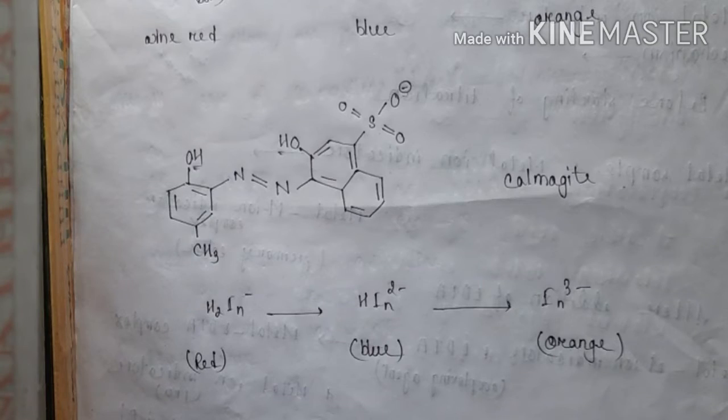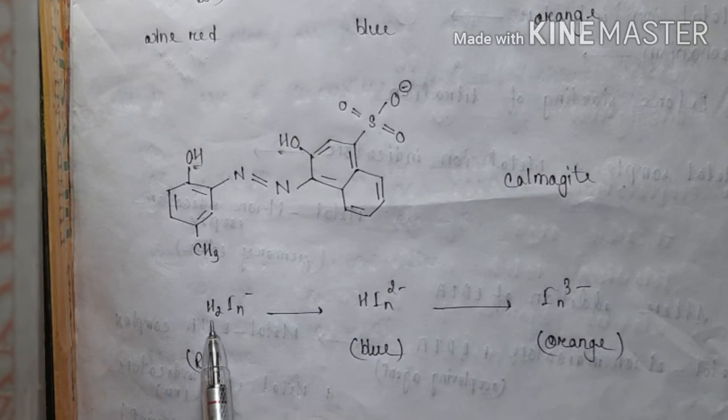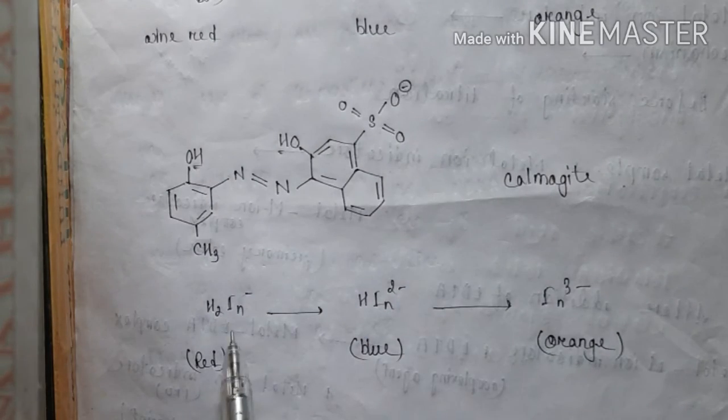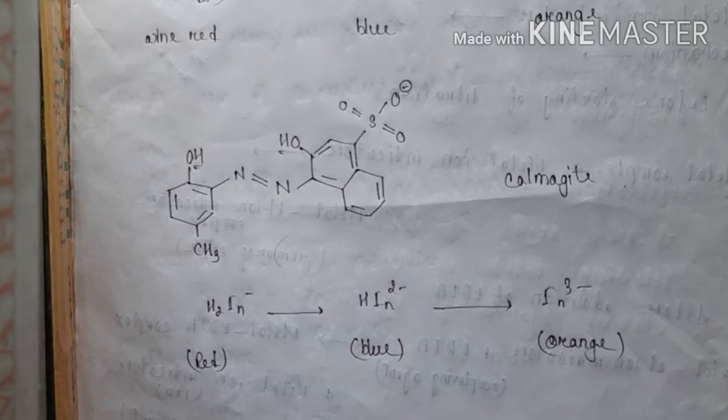And this is the structure of calmagite. It is in the form of H2In negative. These two hydrogens come from these two OH groups, and the negative sign comes from this O negative. H2In negative is in the acidic solution. In the neutral solution, it is HIn 2 negative, and in the basic solution, it is In 3 negative. The starting color of this indicator is red, then it converts into blue, and finally goes to orange, same as the Eriochrome Black T indicator.